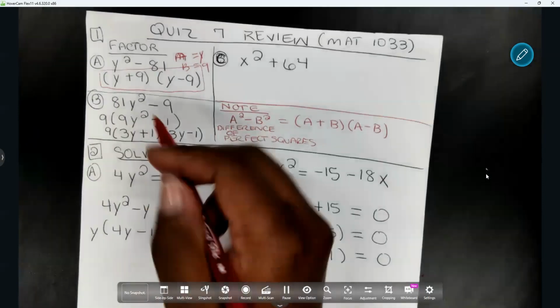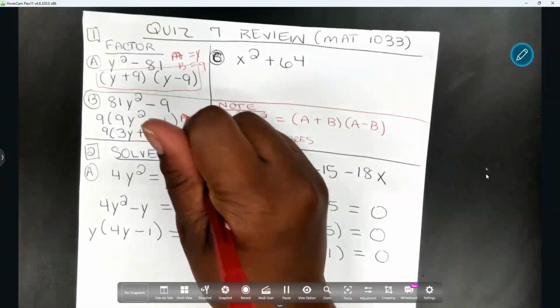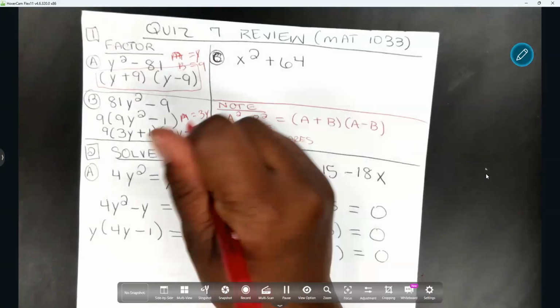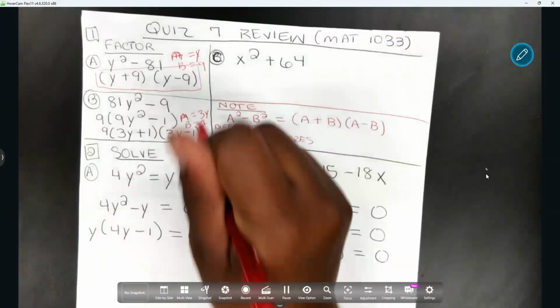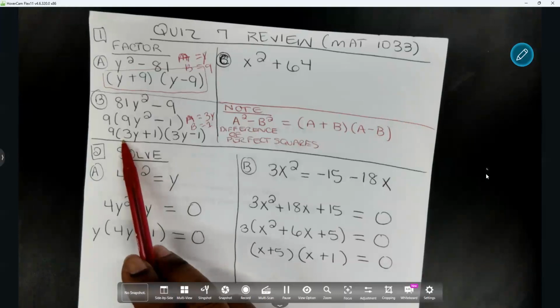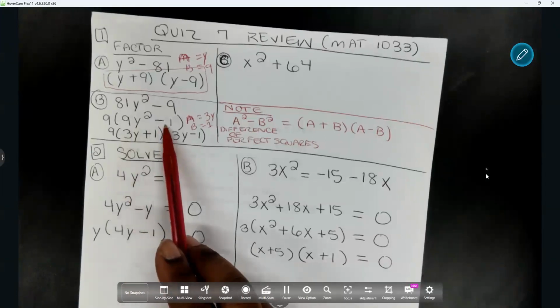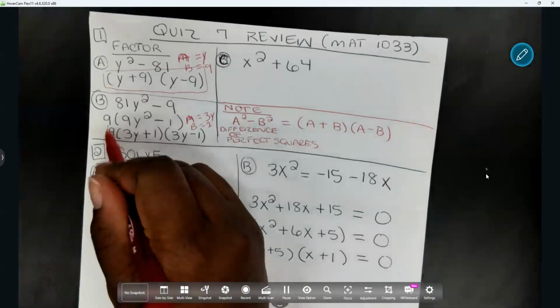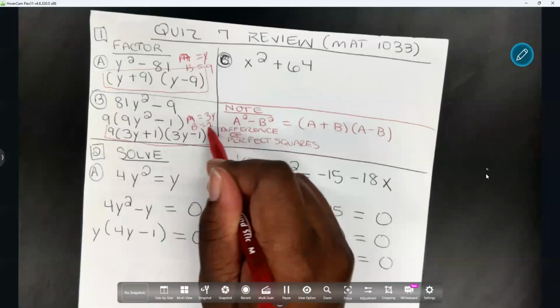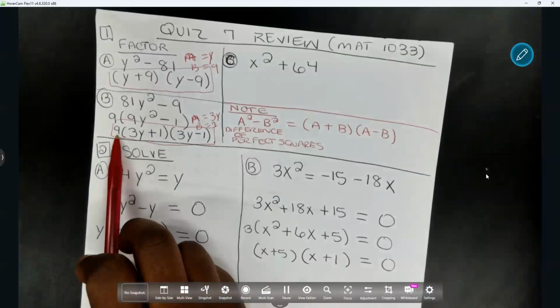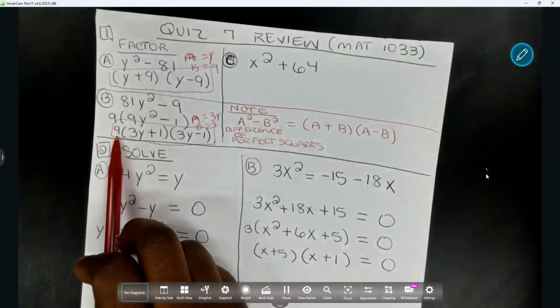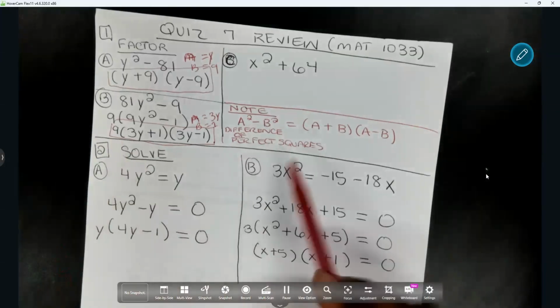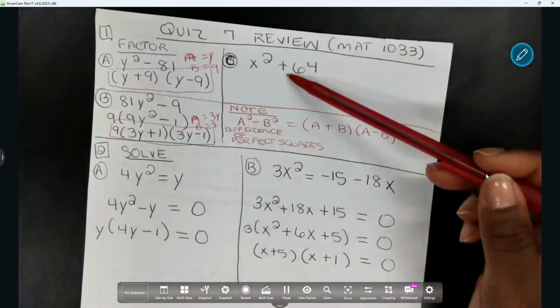Our A term would be equal to 3y, and our B term is equal to 1. So we would factor the 9y squared minus 1 as 3y plus 1, 3y minus 1, and keep that 9 that we factored out, keep that on the outside of the parentheses. This is our answer. For letter C, we have x squared plus 64.